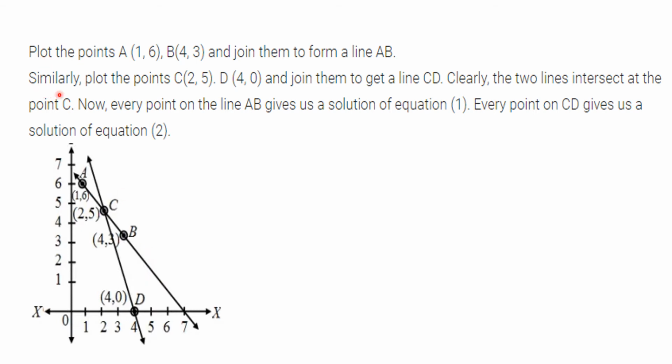Similarly, when we plot the points C and D, which are the points on solving equation number 2, and when we join them, we get a straight line CD. This is the straight line CD, which passes through their respective points. So clearly we can see that the two lines intersect at the point C. Here we see that these two lines are intersecting at that point C, and the point is (2, 5).